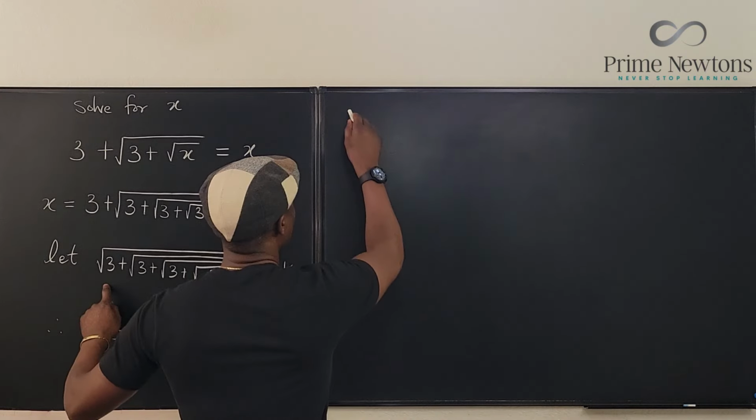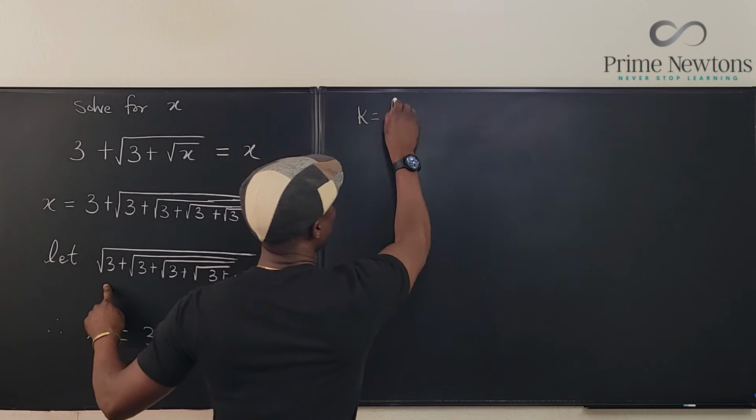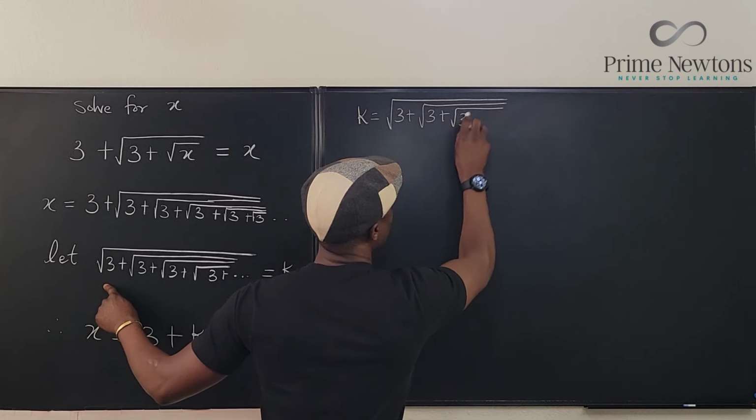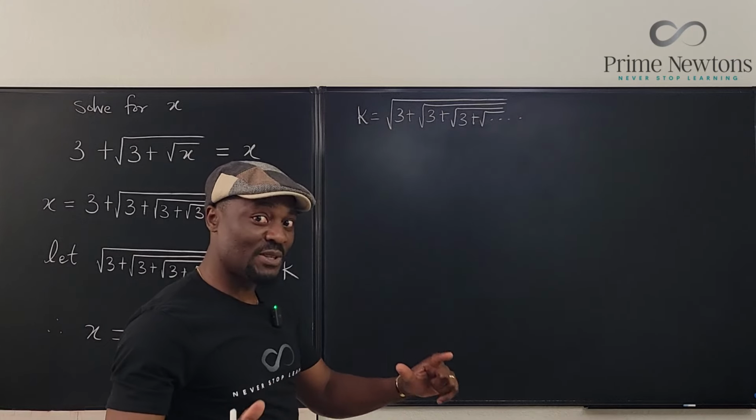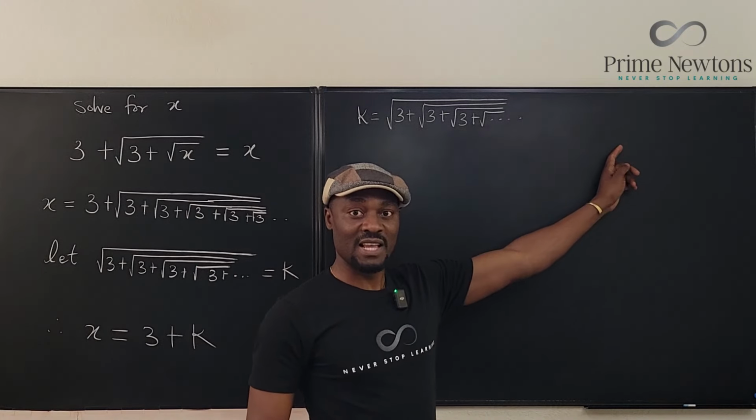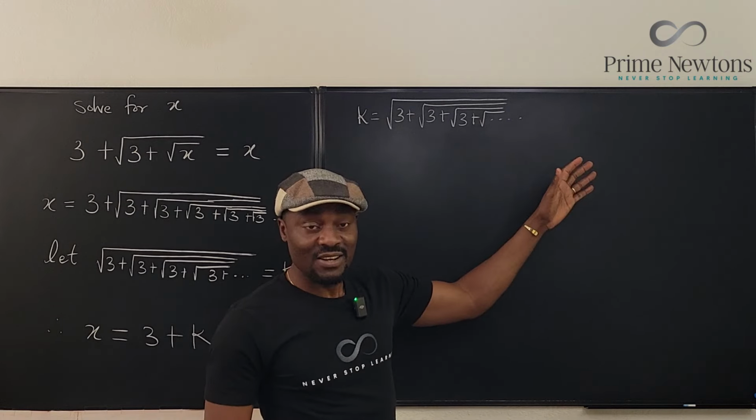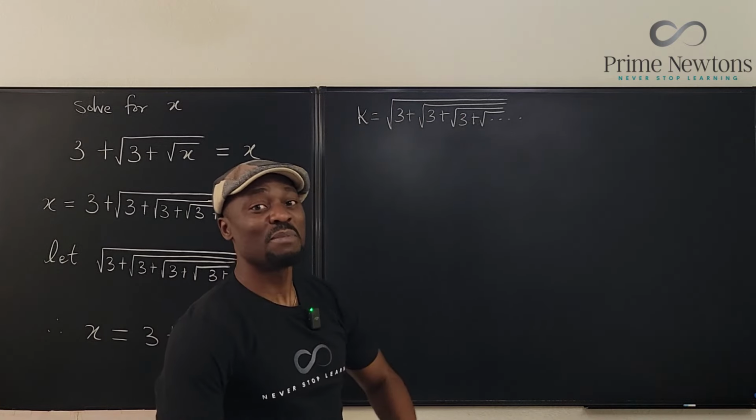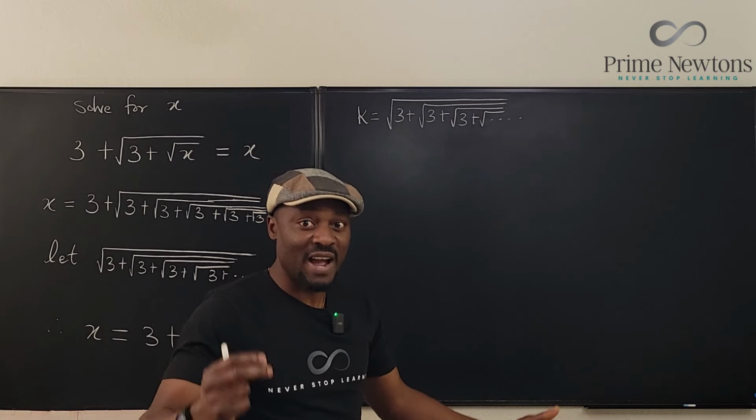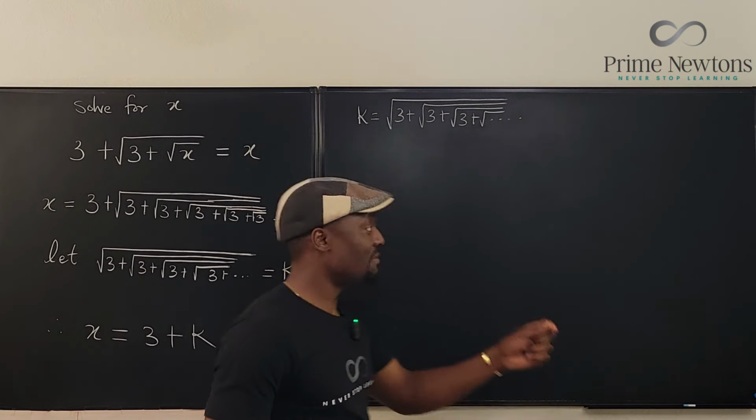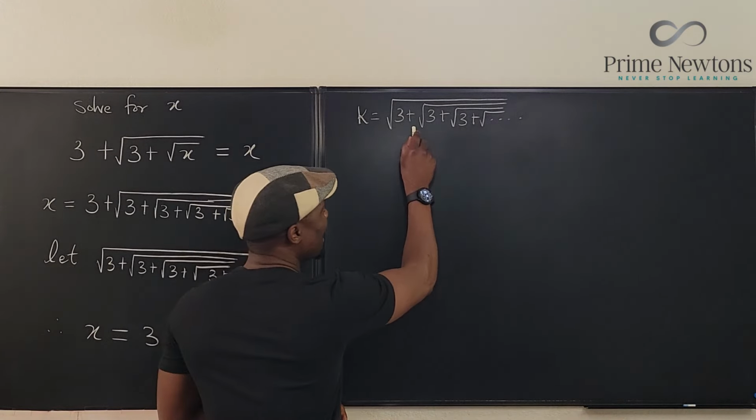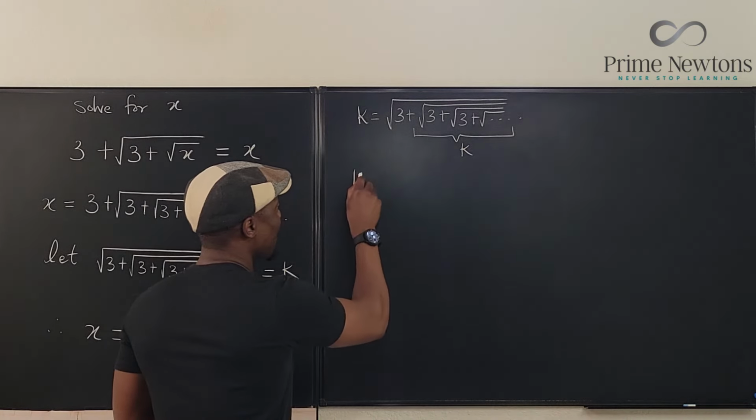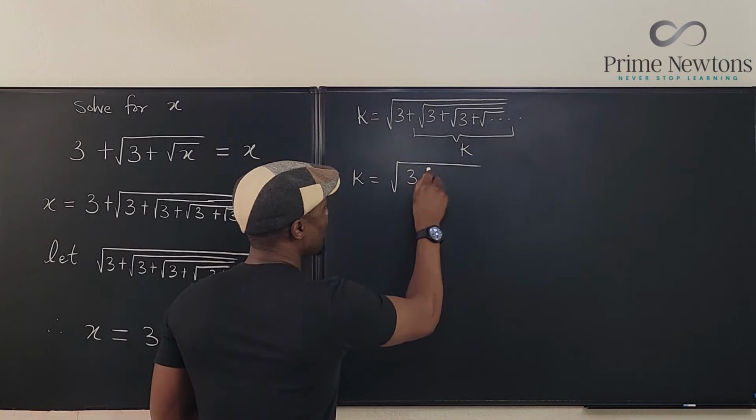So let's begin. We say that k is equal to the square root of 3 plus the square root of 3 plus the square root of 3 plus the square root, and so on. If you remember the strategy I suggested, because this is an infinitely nested radical, if you leave out the first one, it doesn't matter. If you take just one of them away, because it's infinity, it doesn't matter what happens. A finite subtracted from an infinite is always infinite. So it doesn't matter if I start from here or I start from here. So I'm going to say, let this also be equal to k. Okay, so it means I am saying k is equal to the square root of 3 plus k.